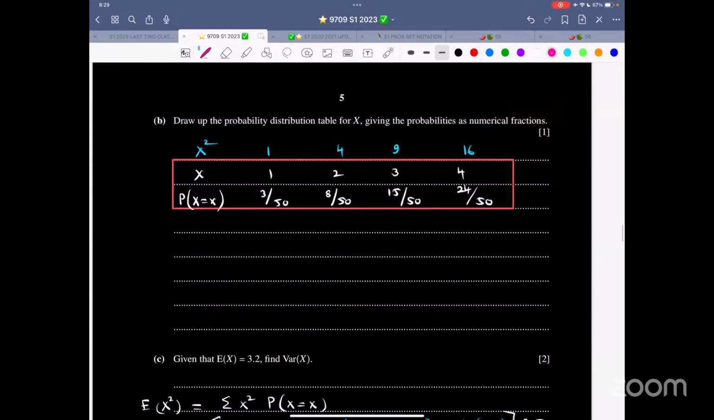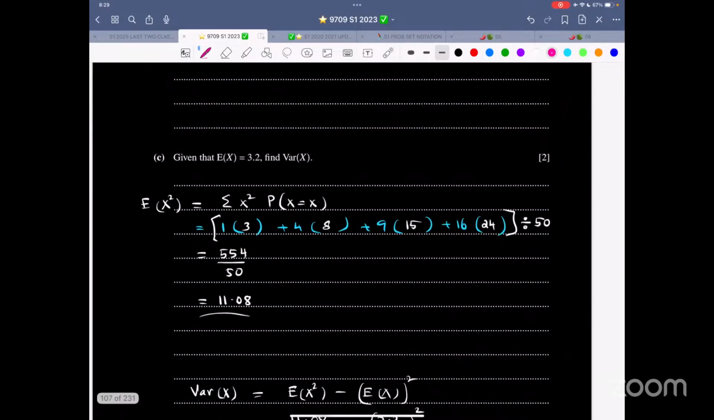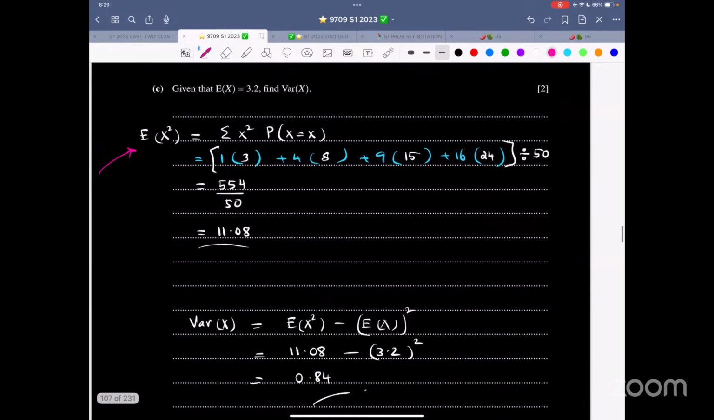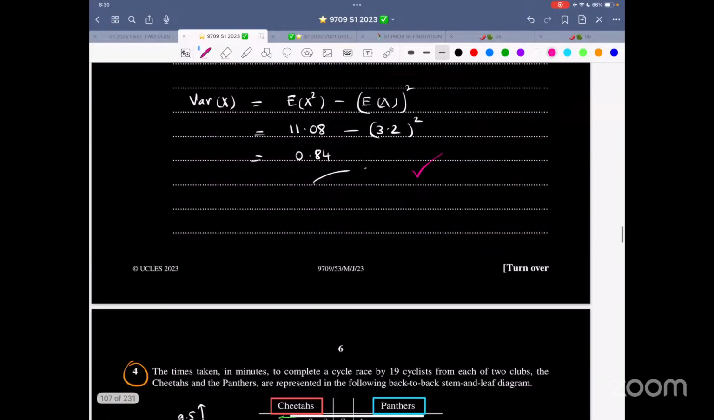Draw up the probability distribution table. Very simple. Given that expectation of X is this, find variance of X. Again, focus on this. There is X squared, which is 1, 4, 9, and 16. It's being multiplied with the numerators of this, because the denominators are intact. So we divide once by 50, and we get this, and then the variance formula. So these 2 questions were pretty basic.